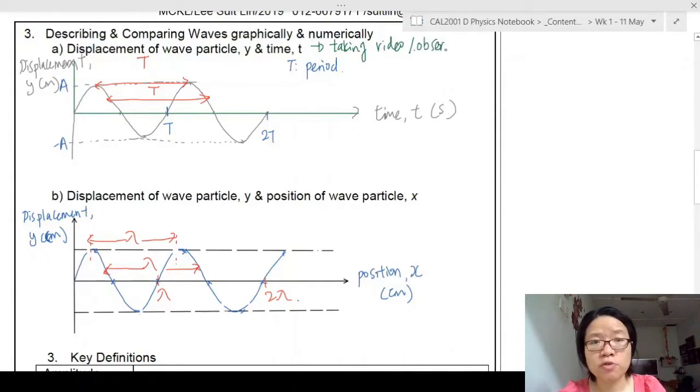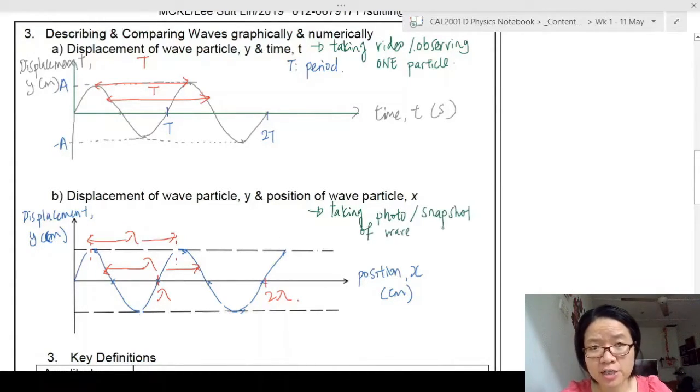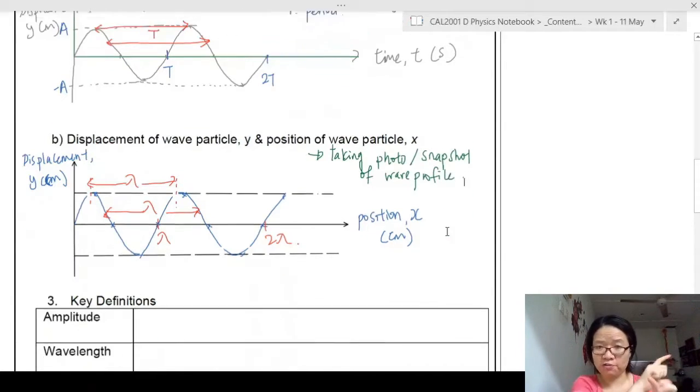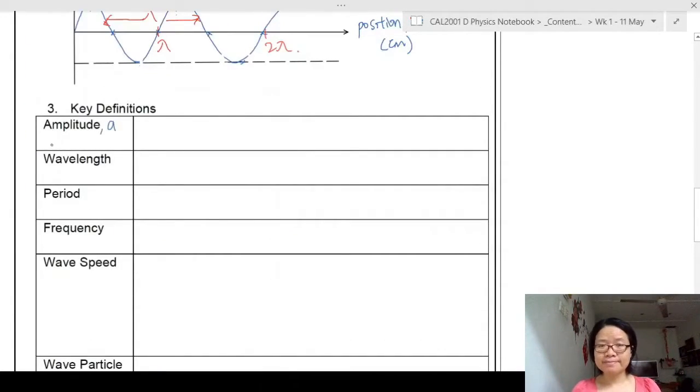All right, so for the first graph against t, we are taking a video and observing one single particle. The second graph against x, we are taking a photo or a snapshot of the entire wave profile. Okay, once again, you can pause the video. And now we're going to write down some key definitions.